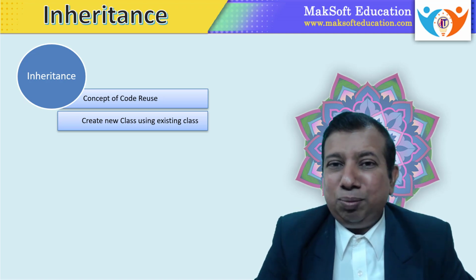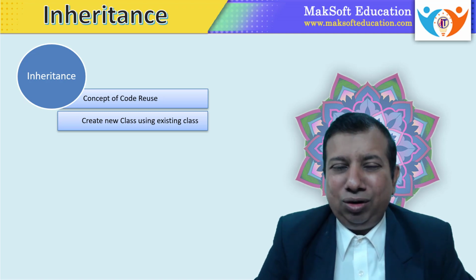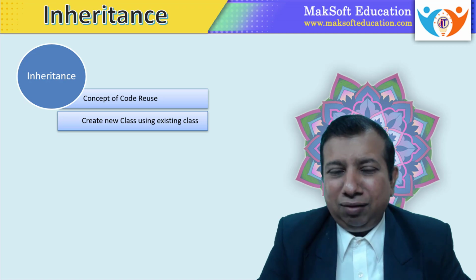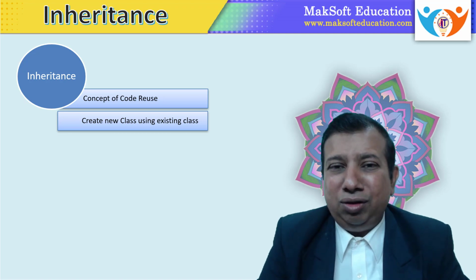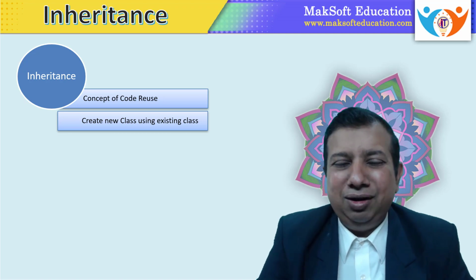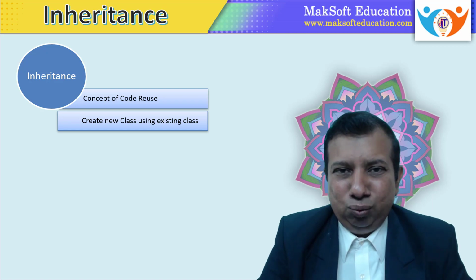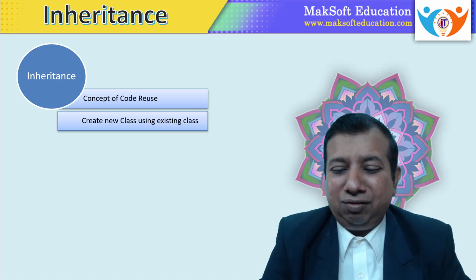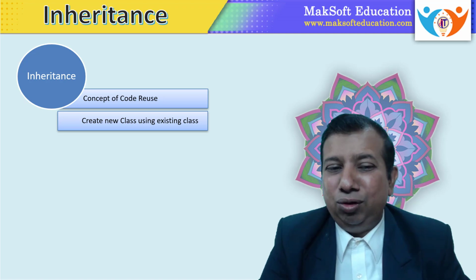and therefore we need to create a new class. Now instead of creating a totally new class, we can use the existing class, and in the new class we will put only what is new, the new things we are expecting to add. So we are using the existing class again, and that's why it's a concept of code reuse.